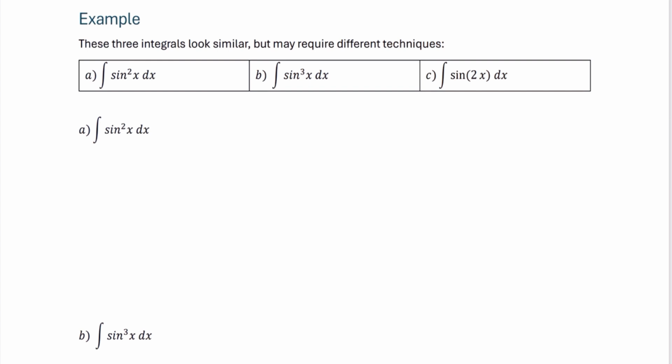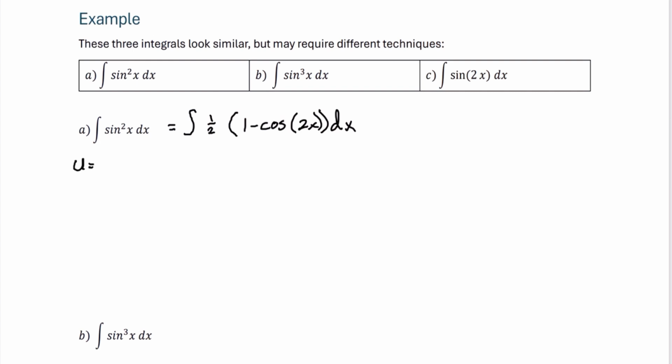These three integrals look similar but may require different techniques in order to integrate. Up first, we have the integral of sine squared x dx. U substitution isn't obvious right away, so let's maybe try to rewrite that integral. Sine squared x can be rewritten using an identity: 1/2 times 1 minus cosine of 2x dx. Maybe now substitution will help.